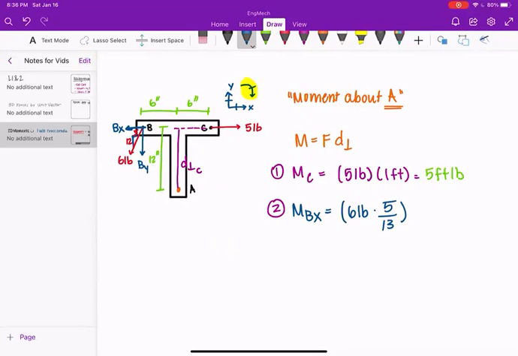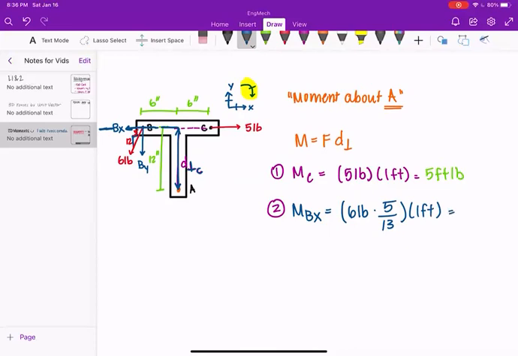I then have to find the perpendicular distance. But since this Bx force is parallel to the moment C force, it's the same perpendicular distance. So this line of action extrapolates to here, and now this is the same perpendicular distance. It's that same 1 foot. Which then becomes, I don't exactly know.